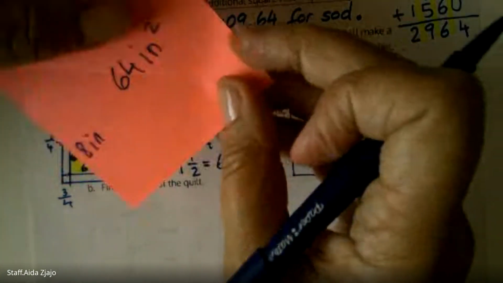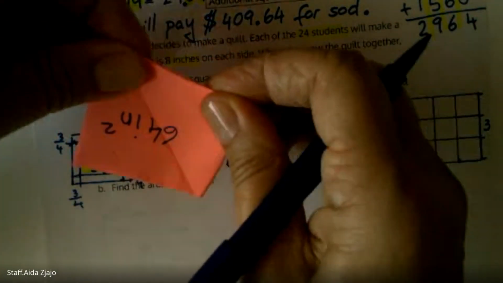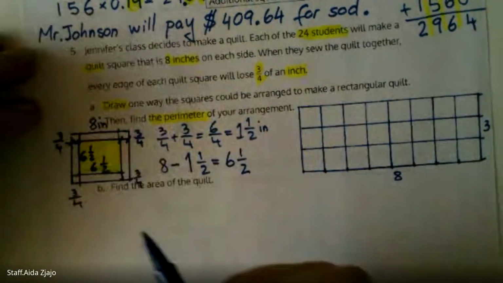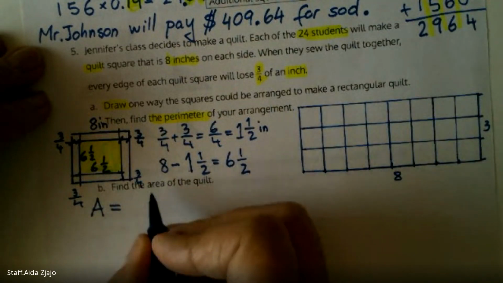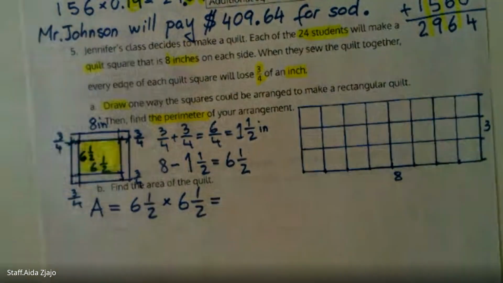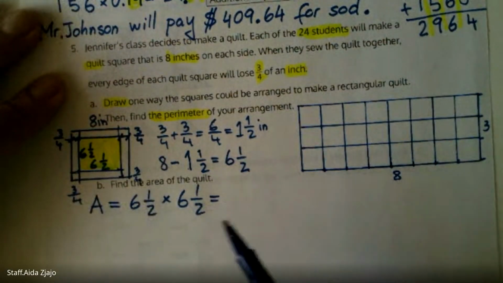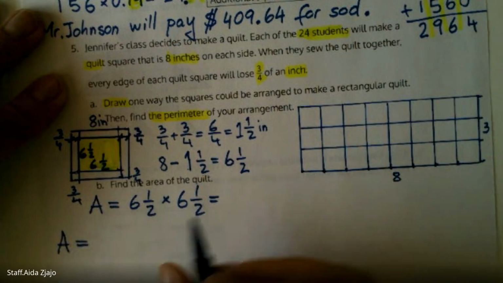But when they take off 3/4 of an inch on each side, the square is going to be smaller, because you will use the parts that will be sewn. This will be lost. Okay, so now the area of this will be area equals 6.5 times 6.5, and then we can use the partial product or distributive property.